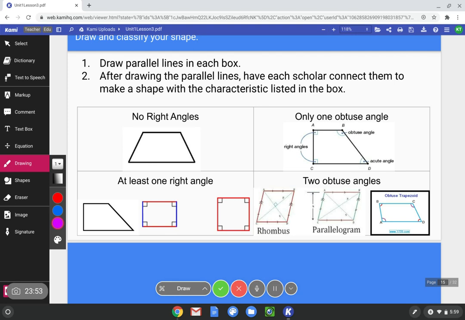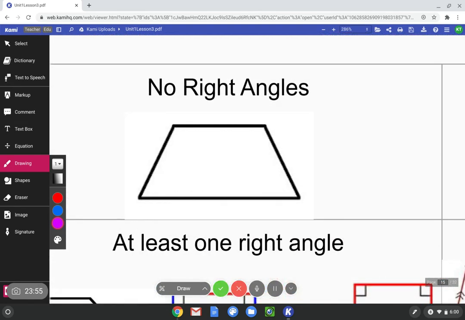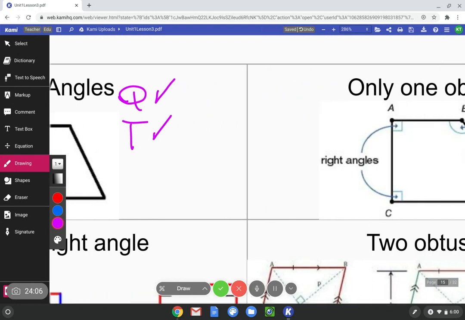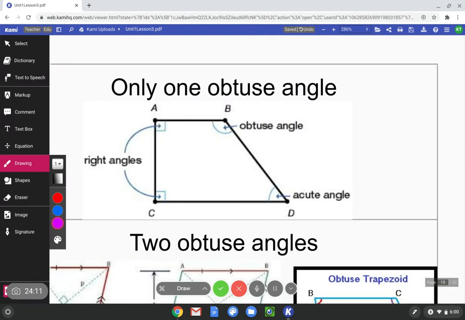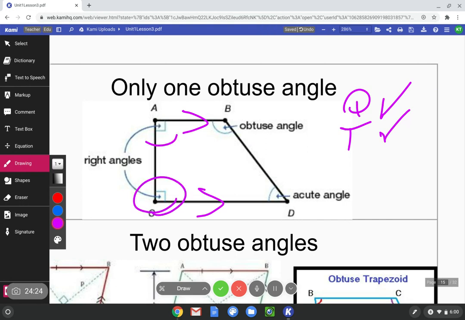Okay, let's break down this no right angles one. So we know it's a quadrilateral, 4 sides. Here are the parallel sides, so it's a trapezoid. Let's go over to the one with the obtuse angle. 4 sides, quadrilateral. These are the parallel sides, trapezoid. Can you find another attribute? Yeah, there are 2 right angles. That would make it a right trapezoid.